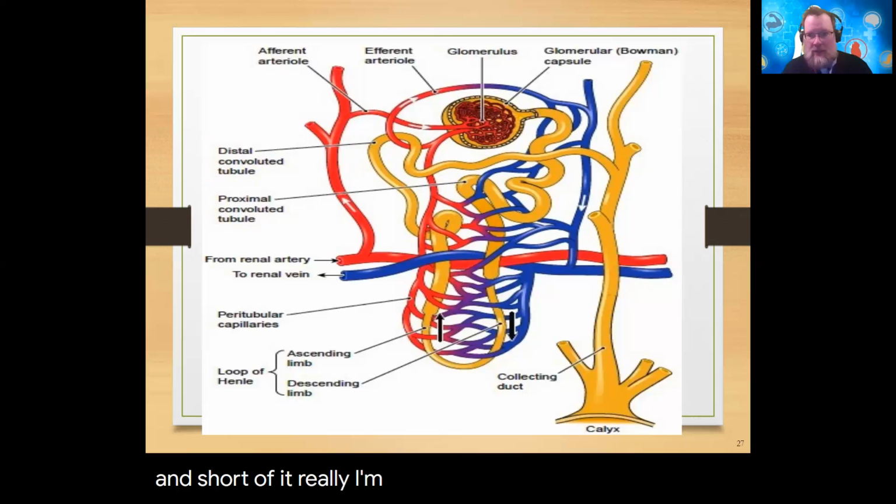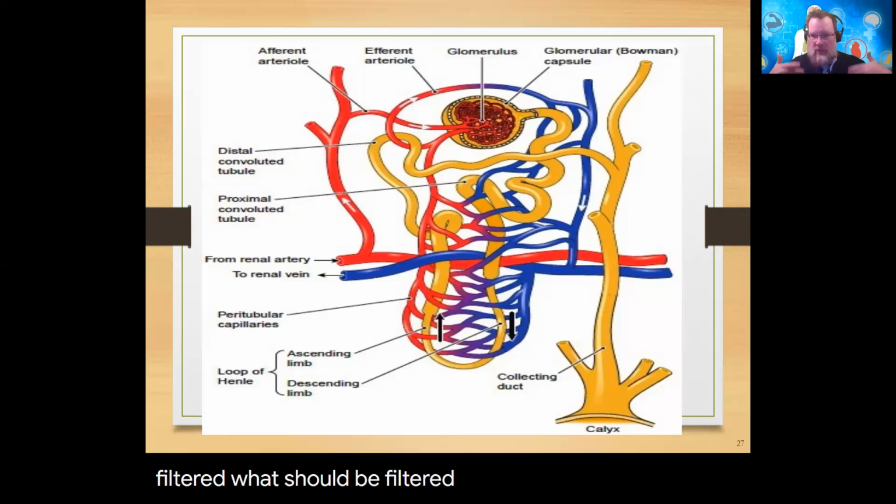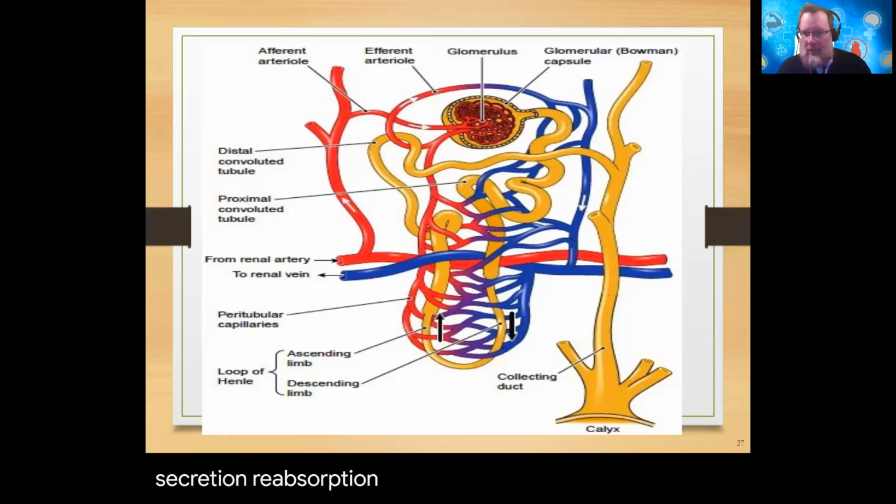Like I said, we spent a good 2 weeks really breaking down this nephron and each of these stops along the way, and what exactly is being filtered, what should be filtered, what should be reabsorbed, and what should be secreted, and under what circumstances. Okay, during a stress situation, filtration, secretion, reabsorption are going to be different than when I'm sleeping or than when I'm relaxed and awake.